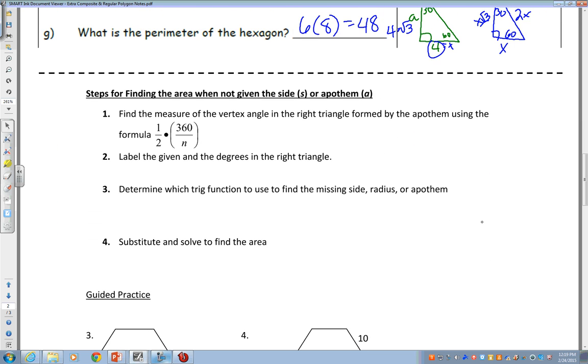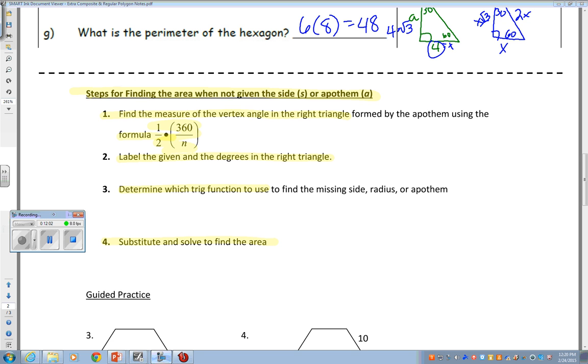Alright, if you have a highlighter, get it out or use the one in the box at your station. These are the steps you're going to have to follow. We're going to practice this in class, and you're going to have to memorize these steps. There are 4 steps that you're going to have to do on your own, memorize, and apply to your regular polygons. This is for when the apothem or the side is not given. We're going to practice what we did before, when it was given to you.